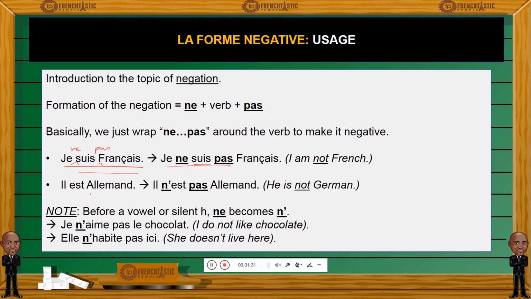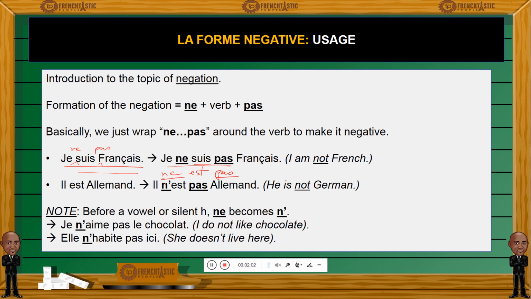Il est allemand. He's German. How would you say that he's not German? Again, what you do is to write ne and pas on either side of the verb, which is est, is. Okay, let's write it more clearly. Ne, est, and pas. So these are the two particles that will help us form the negation in French.